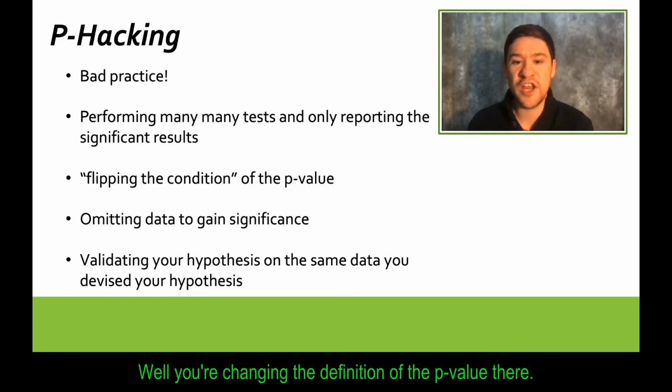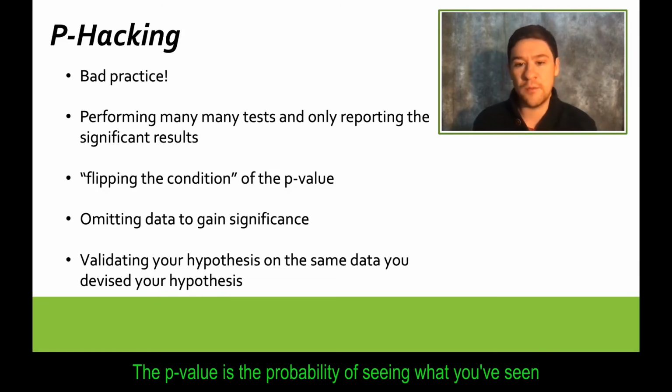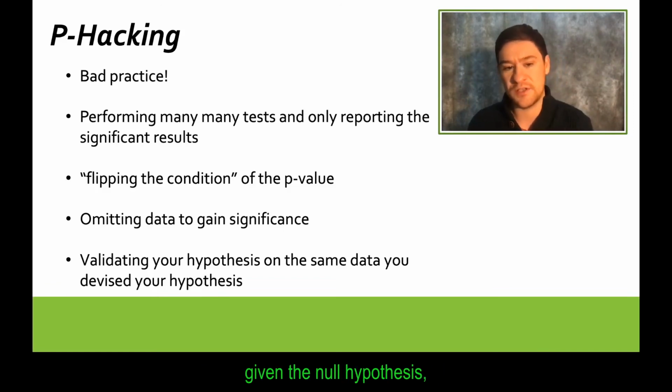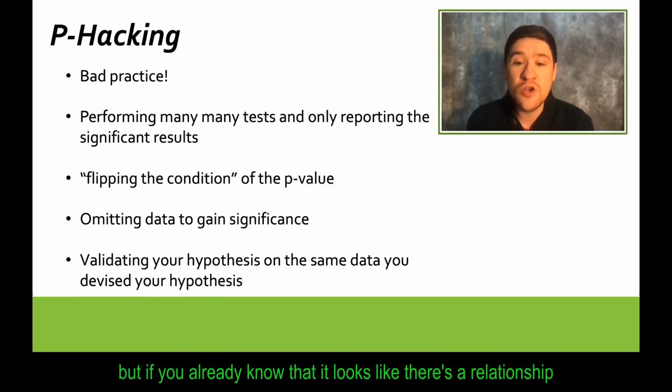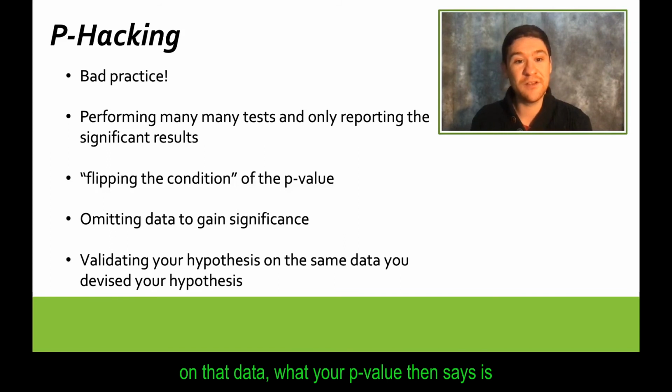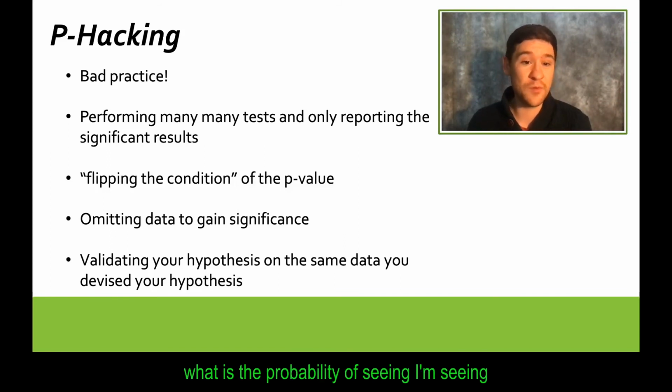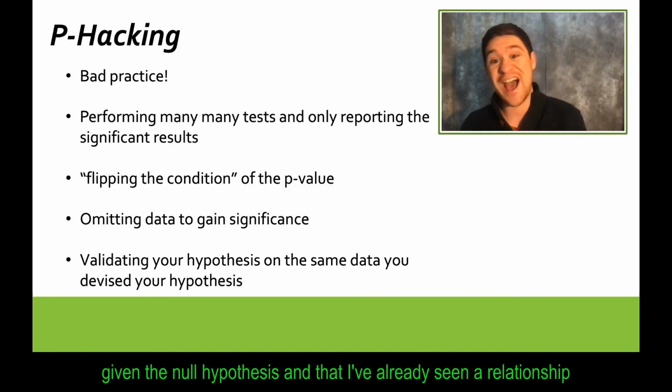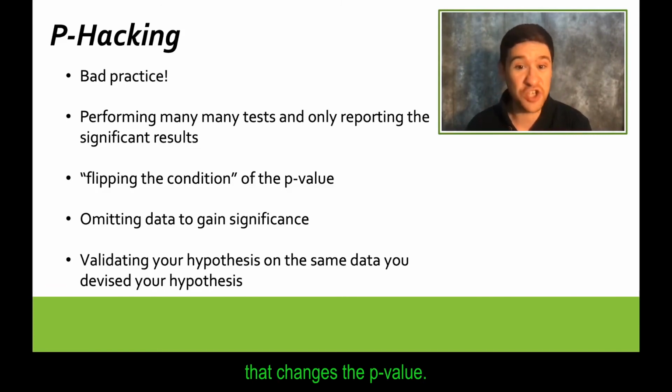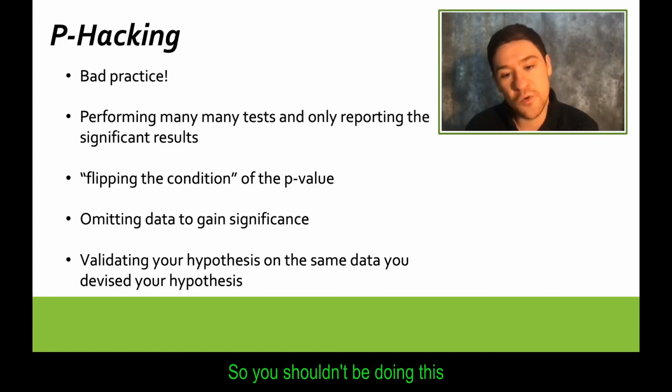Well, you're changing the definition of the p-value there. The p-value is the probability of seeing what you've seen given the null hypothesis. But if you already know that it looks like there's a relationship on that data, what your p-value then says is, what's the probability of seeing what I'm seeing given the null hypothesis and that I have already seen a relationship? And that changes the p-value. So you shouldn't be doing this.